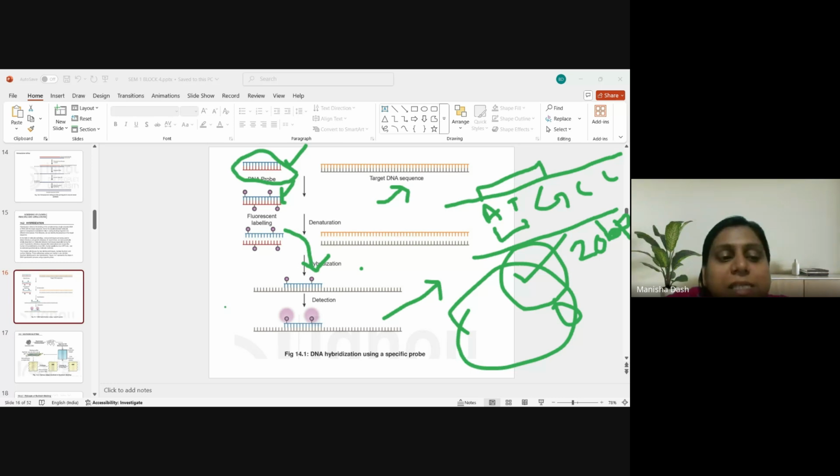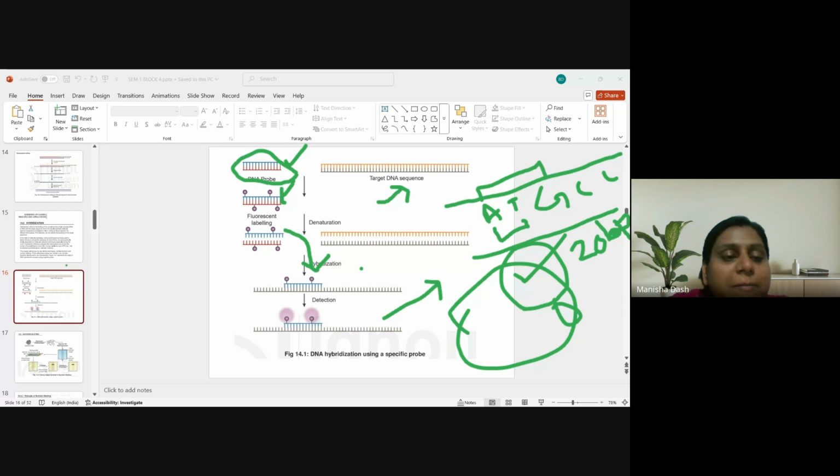Okay, so this is actually a complementary sequence. The probe has a complementary sequence to the target DNA sequence. The different keys will not go into every lock, right? It will be fitting only the lock which is complementary to that key. So the probe is like that key, and moreover you have tagged that key.